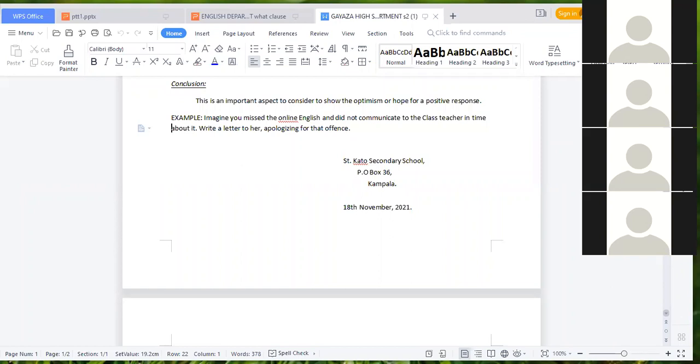That is very, very important. You need to plan. You need to read the question and understand it. Understand each and every word that is written there so that you don't leave out any mark. Remember, we are answering our question to get 20 out of 20. Those are 2 aspects. You did not communicate, you missed an online lesson.